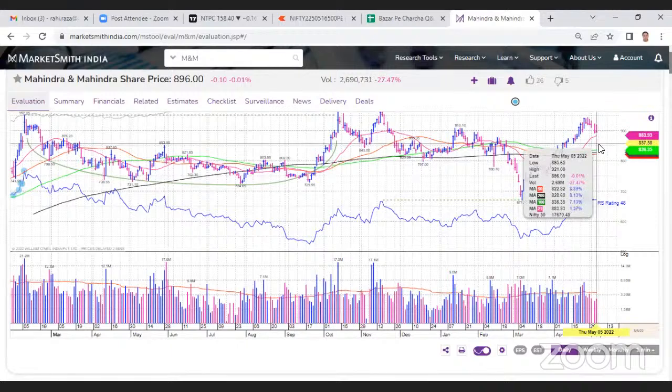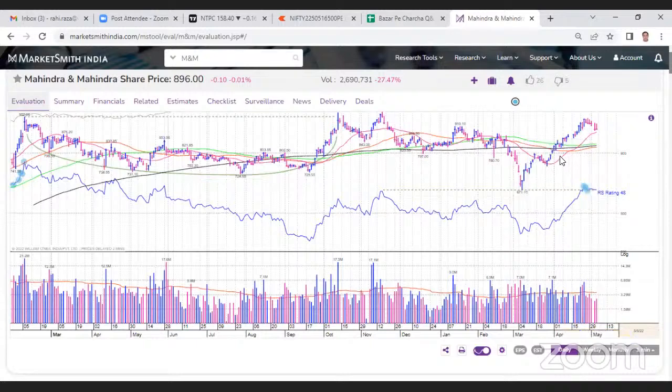So I think we should wait and watch till the stock has some proper support, or forms a certain base. Once base formation takes place, then obviously there will be an entry point. As of now, I would suggest to wait and watch for Mahindra and Mahindra.